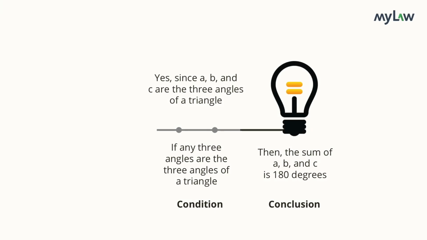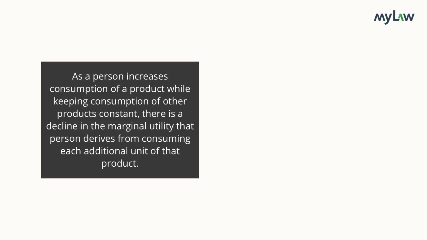So if A, B, and C are the three angles of a triangle, then the condition has been satisfied. The switch is in the on position, and we have to conclude that the sum of A, B, and C is 180 degrees. Let's look at the next one.